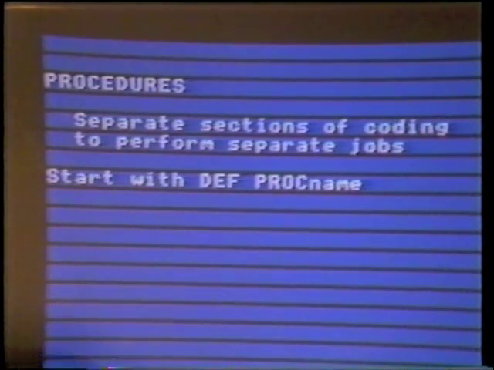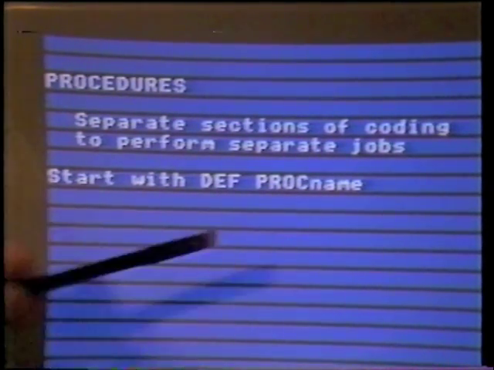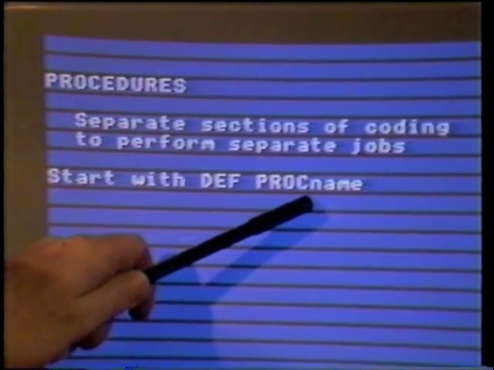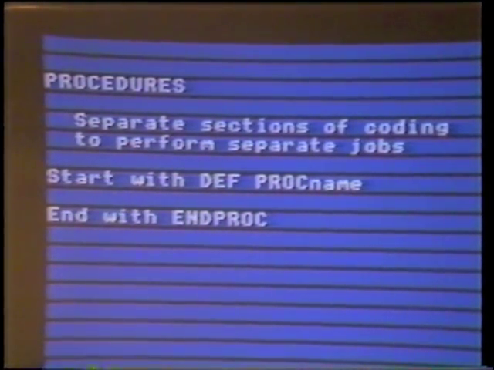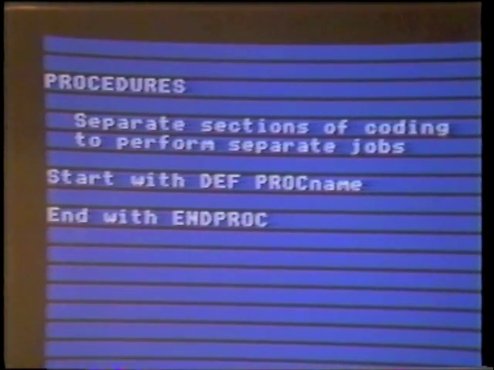The very first line of a procedure defines the procedure. Def proc name. Define the procedure, and where I have name in small letters, you can put the name of your procedure, whatever you decide to call it. At the end of the procedure, we have a line that says end proc, and this tells BASIC that's the end of the procedure.